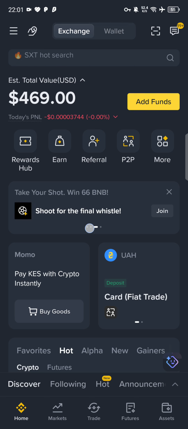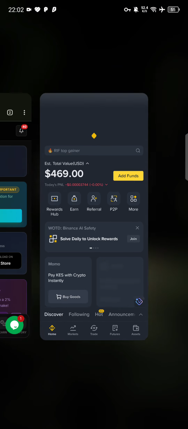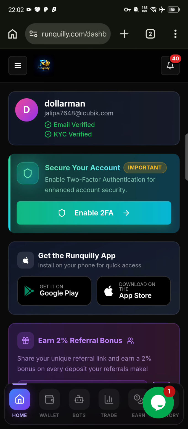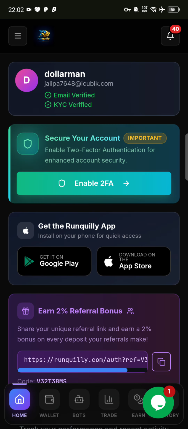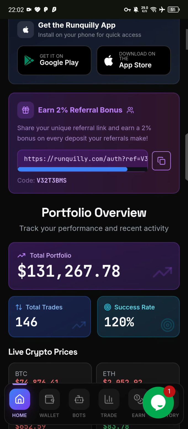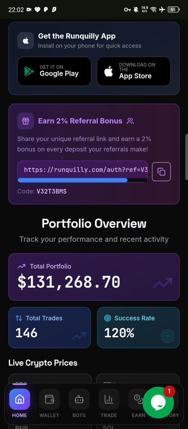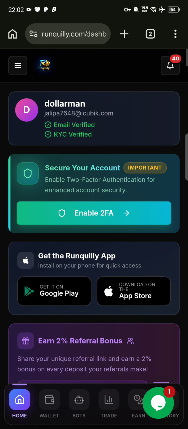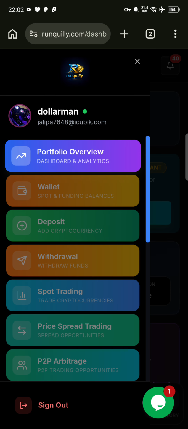So you can see we are starting with 469 USDTs, and I will be using RunQuilly for free bots. I told you the bots are free. Make sure your account is verified, both email and KYC. Then after that, you fund your account. Make sure it is funded, and the portfolio should look like this. You can start with 200 or 500 or more. That is the best capital to start with.